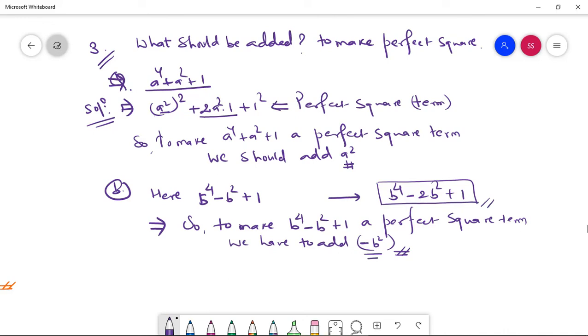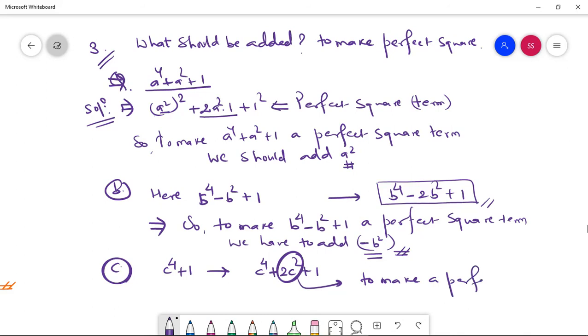And C number question, we have given c4 plus 1. What should be added? We should add 2c square, so it becomes c4 plus 2c square plus 1. So we need to add 2c square to make a perfect square term. This part is missing, that's why we need to add it.